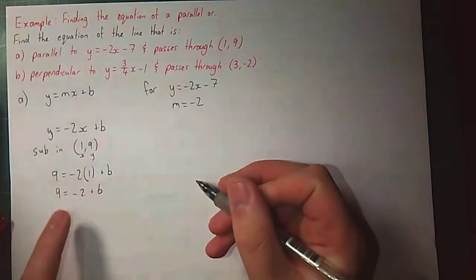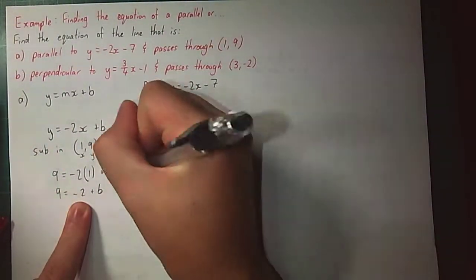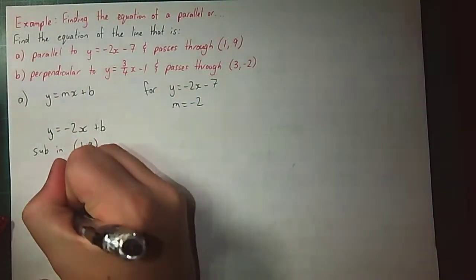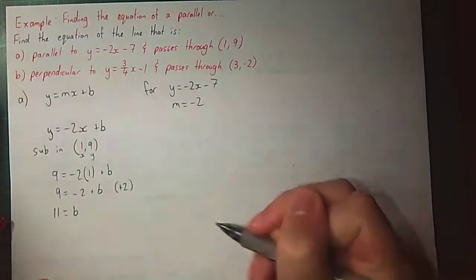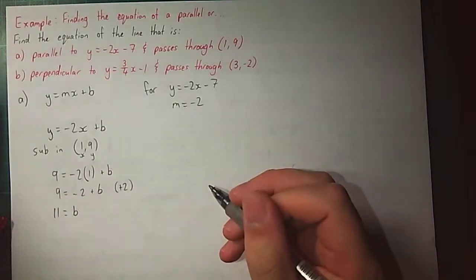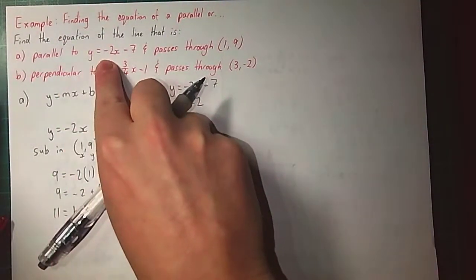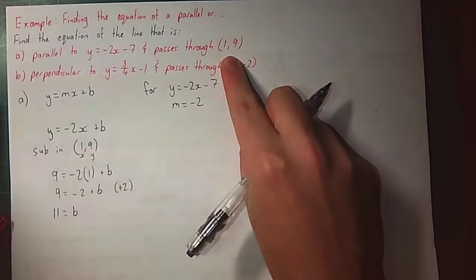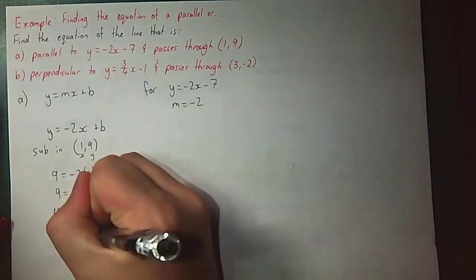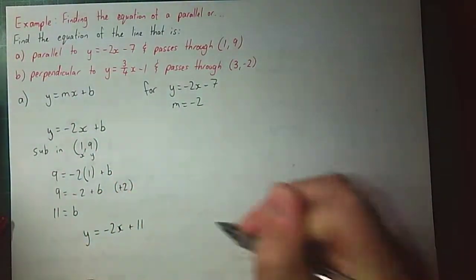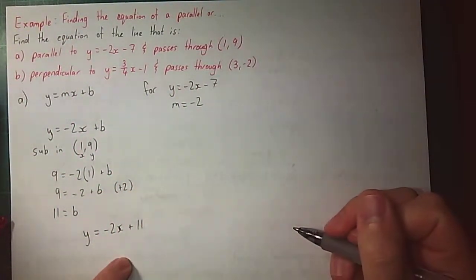Now we can just solve this. So we want to get rid of that minus 2, so we're going to add 2 to both sides. So we're going to have 11 is equal to b. So the line that is parallel to y equals minus 2x minus 7 that passes through (1, 9) will be y equals minus 2x plus 11. Okay, so that's our answer for A.